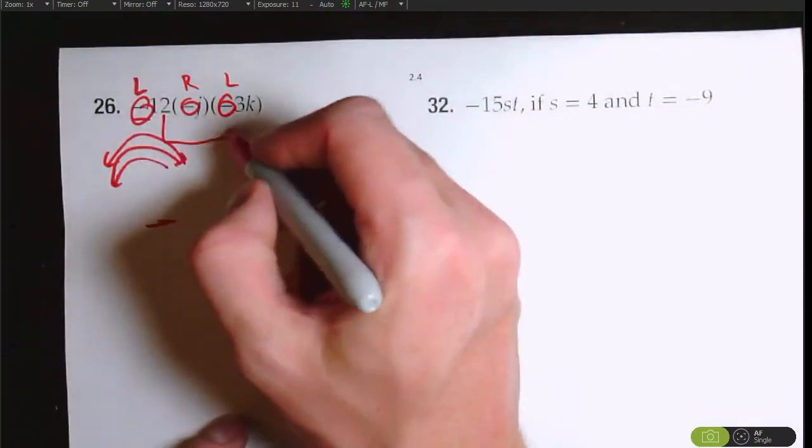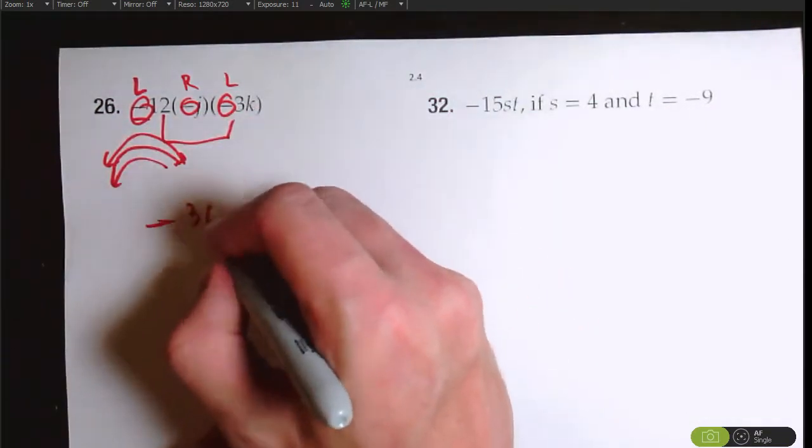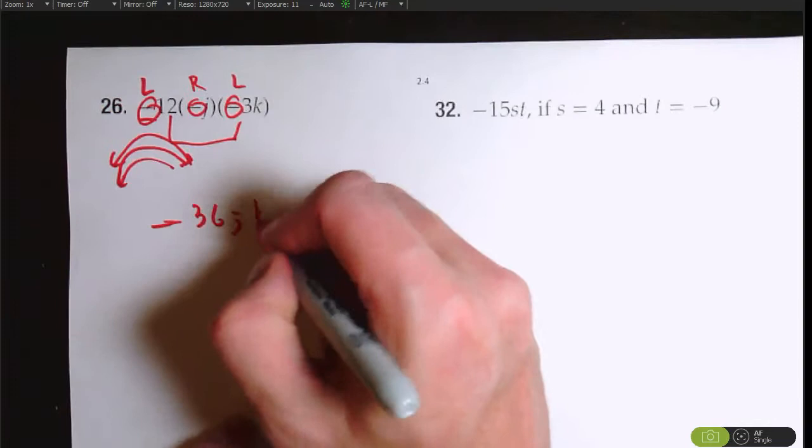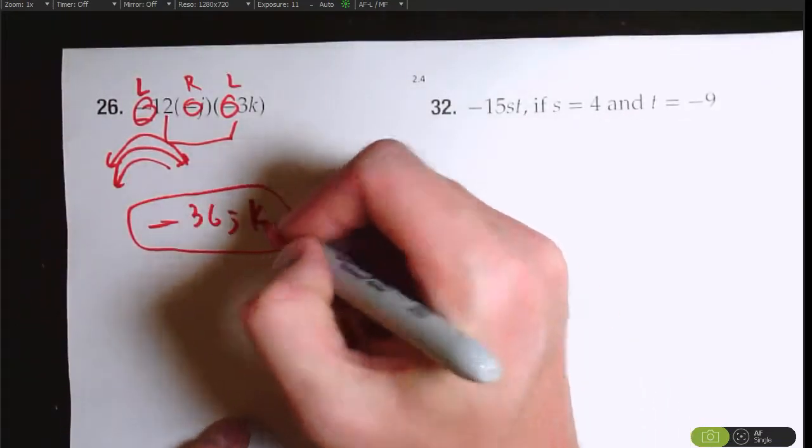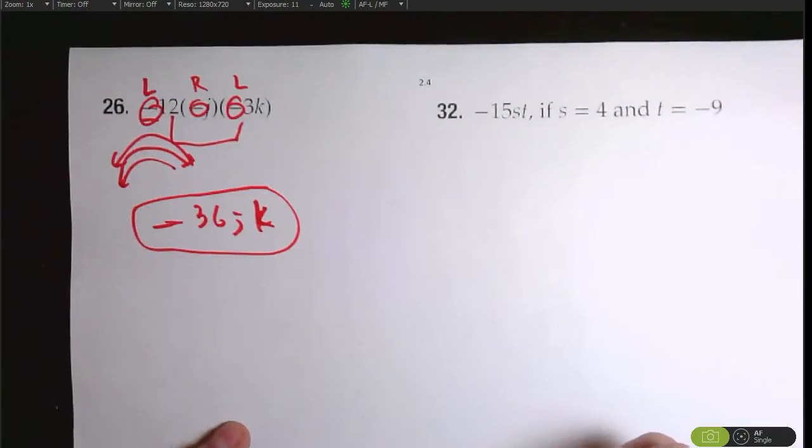And then just multiply the numbers together. 12 times 3 is 36. And then jk, just throw them together because that's what that means anyway. J times k, that's what it mathematically means. J times k is jk.